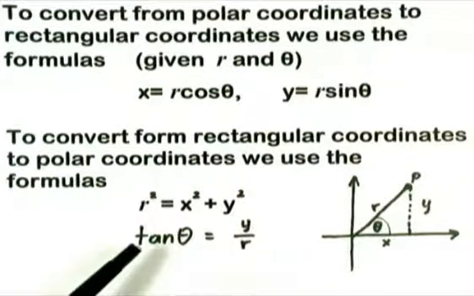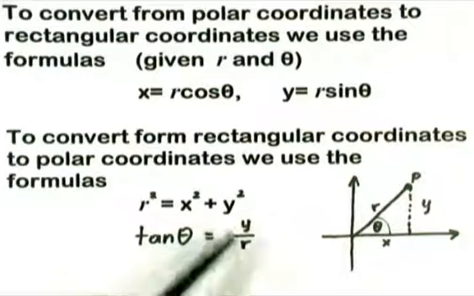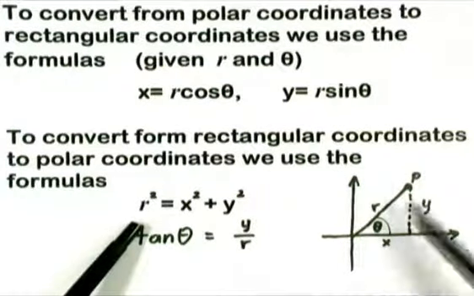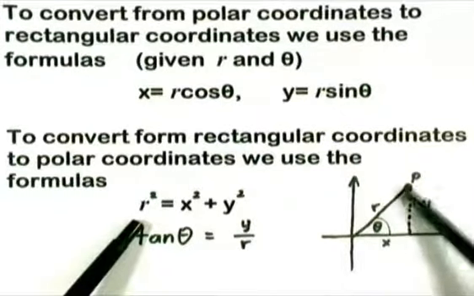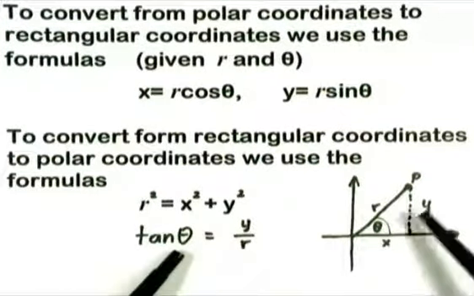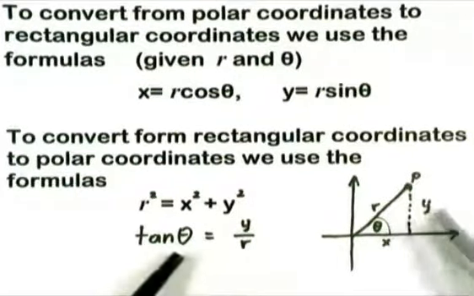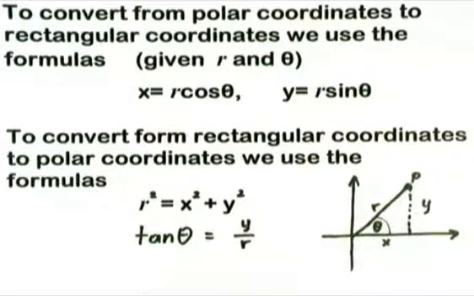Now, to convert from rectangular coordinates to polar coordinates, we use this formula. In that case, we are given x and y, and we are looking for r and theta. For r, we can use the Pythagorean theorem right here, and for theta, we use y and x. Opposite over adjacent is the tangent function.